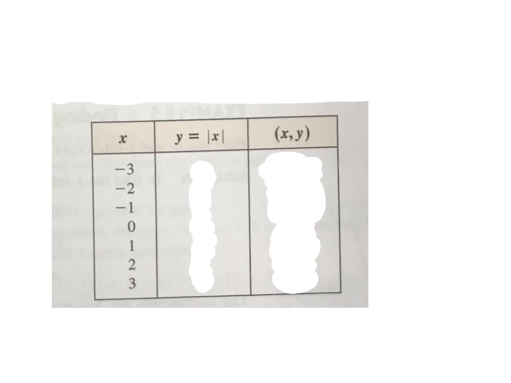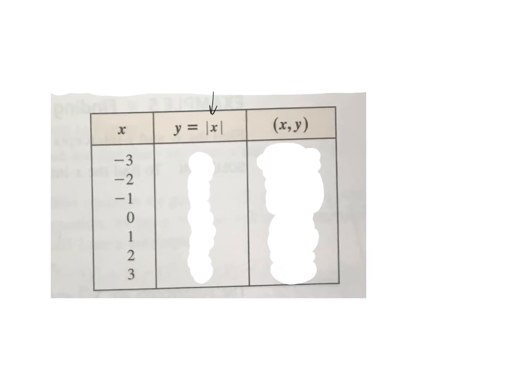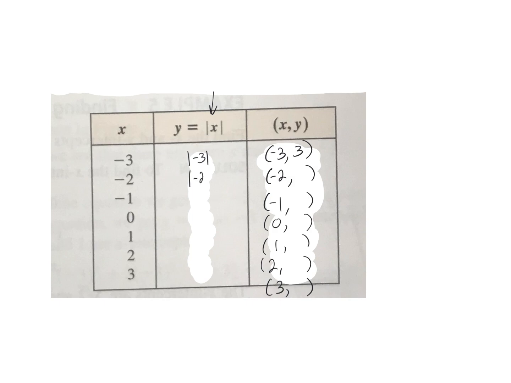Now for the other one, it's an absolute value graph. We see this because of the absolute value symbols. So it's going to be the absolute value of -3. So our x is -3, 3. I'm just going to write all of the x's. Okay, so then the absolute value of -2 is 2. The absolute value of -1 is 1. The absolute value of 0 is 0. The absolute value of 1 again is 1. The absolute value of 2 is 2. And the absolute value of 3 is 3.